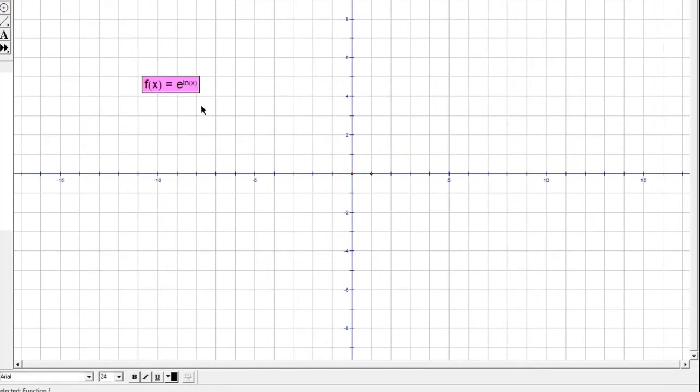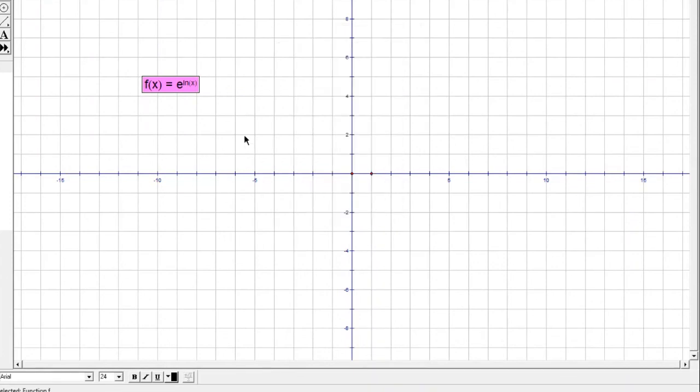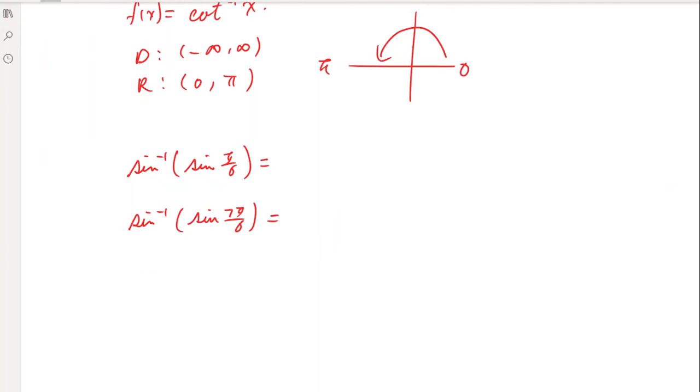Do you see it? e to the ln x. They're inverse functions. Can your young eyes see this function? e to the ln x. They're inverse functions, right? Actually, I'm going to blow it up. You know what I'm saying? e to the ln x, it's the same size. So my question is this: if you have e to the ln x, does it give you x? What do you say?